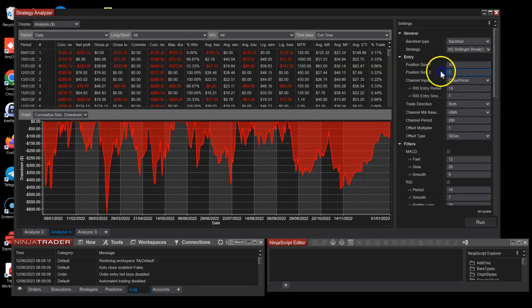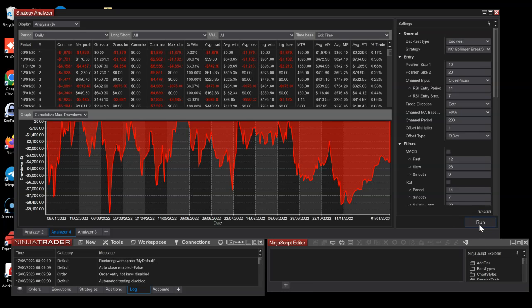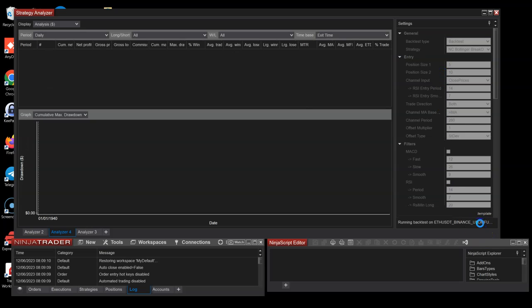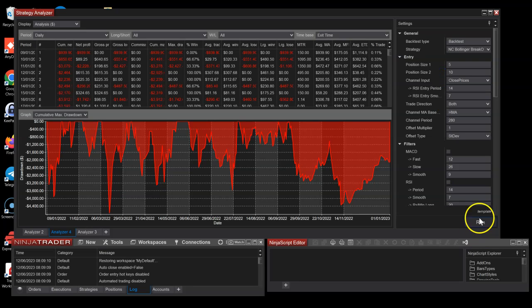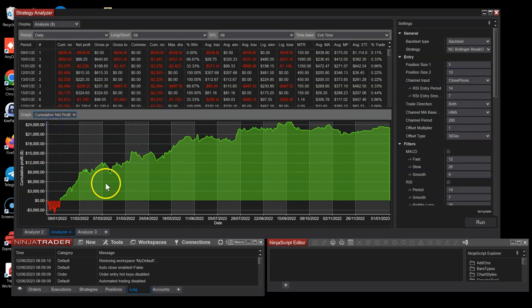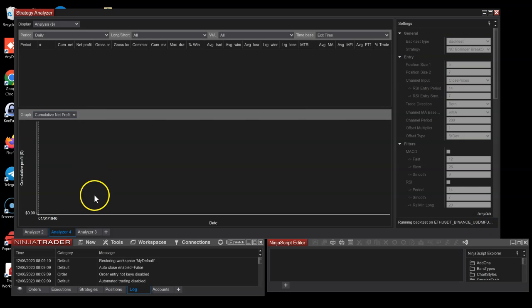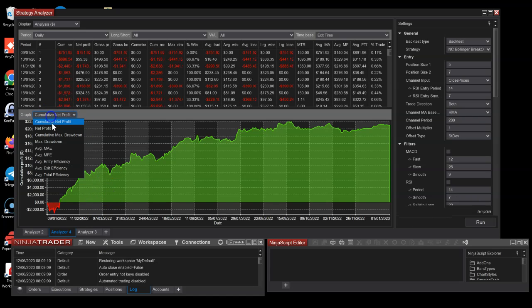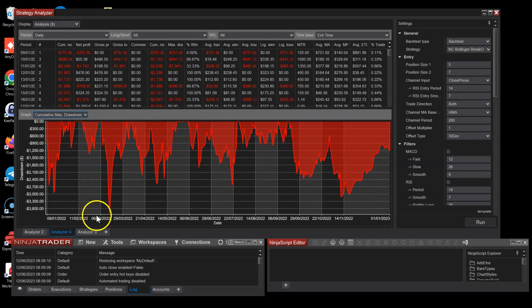So I'm going to push this up to 10 and push this up to 20. Because, I mean, the risk, oh, that's a bit too much. So let's go 5 and 10. Well, let's see how the cumulative net profit is looking. Well, that's much better per year. Okay, but let's go 5 and 7. Okay, so this looks better.